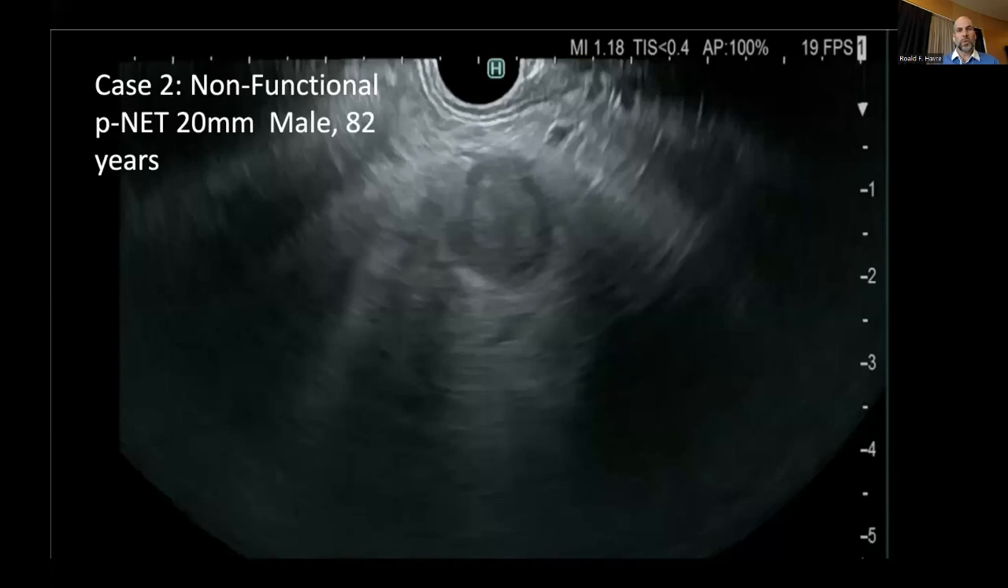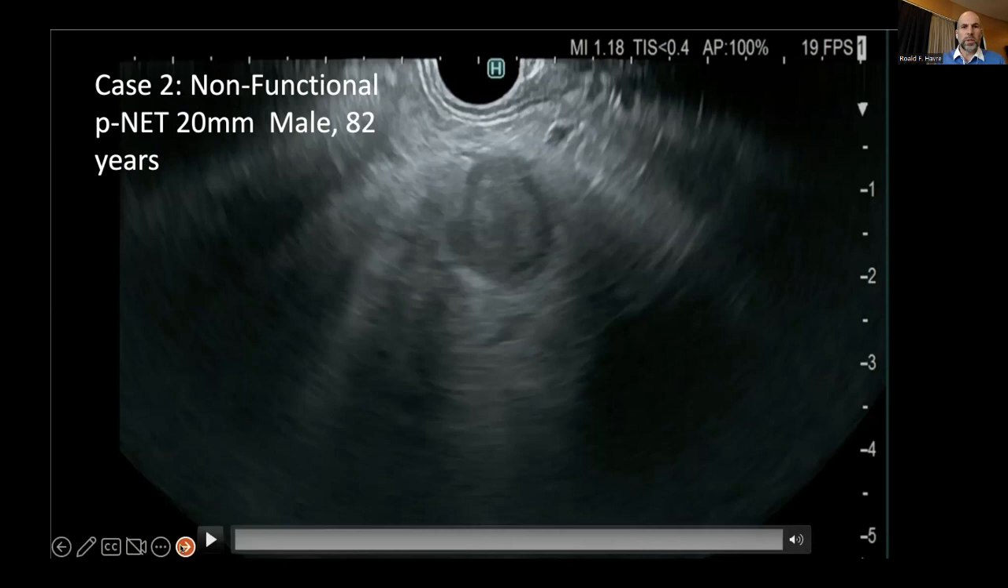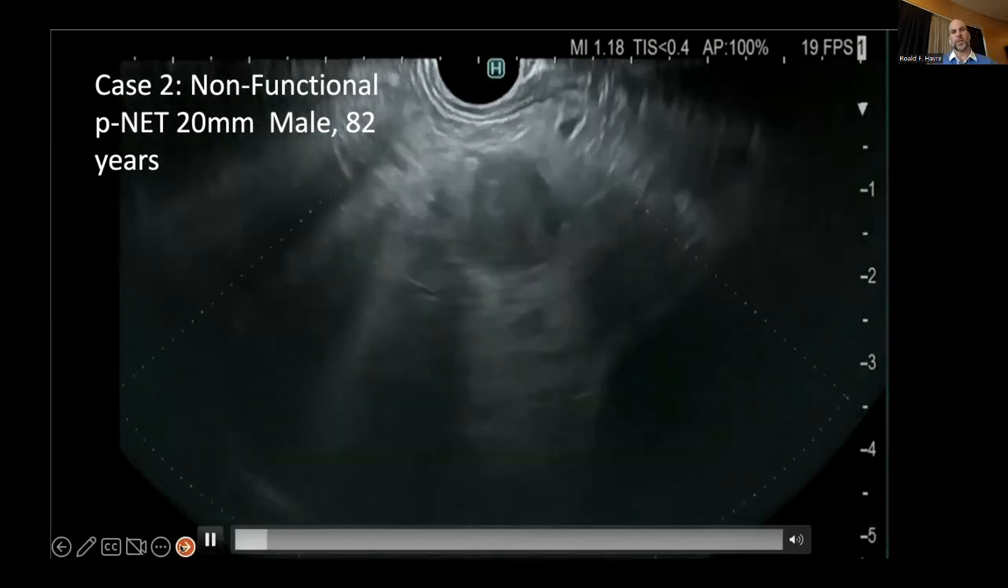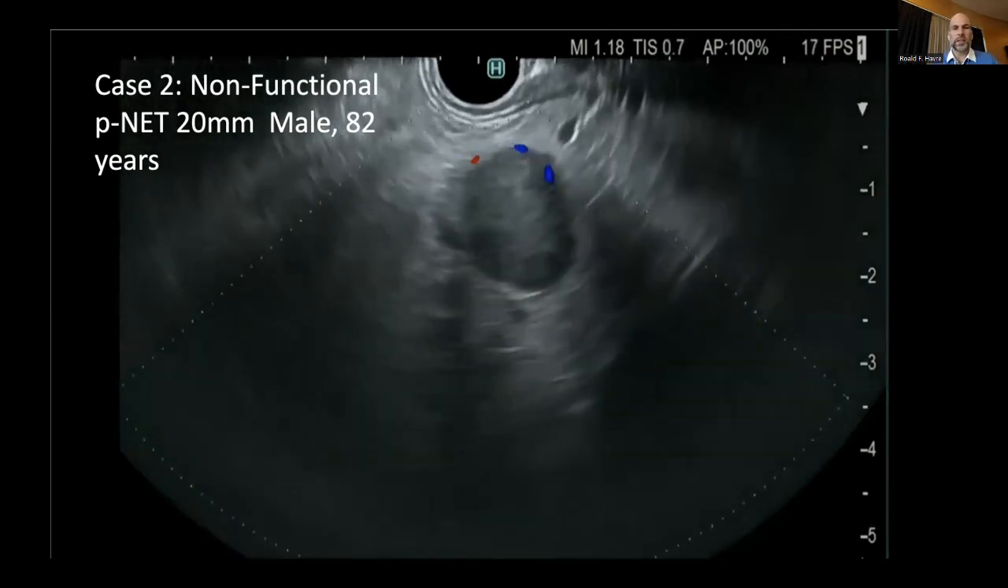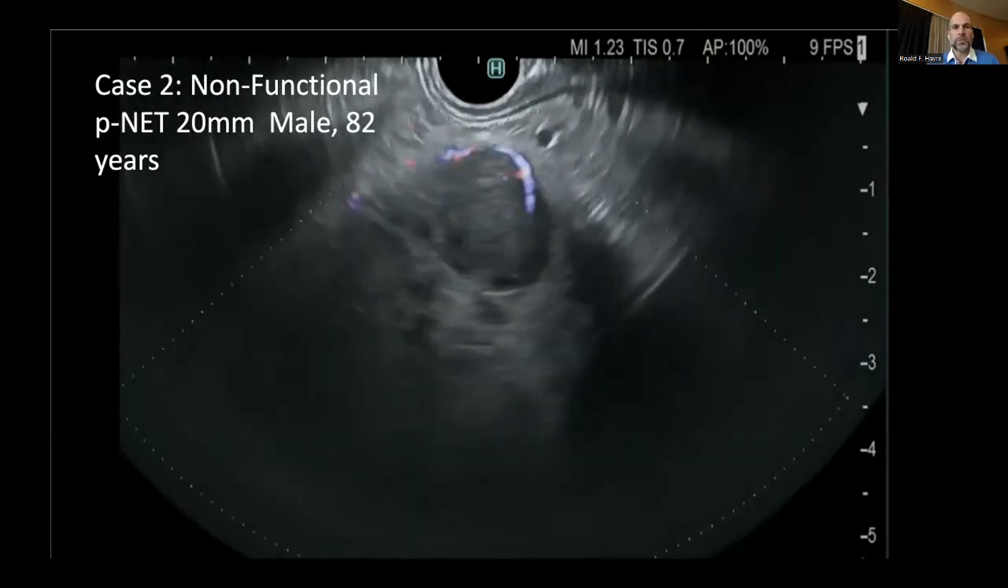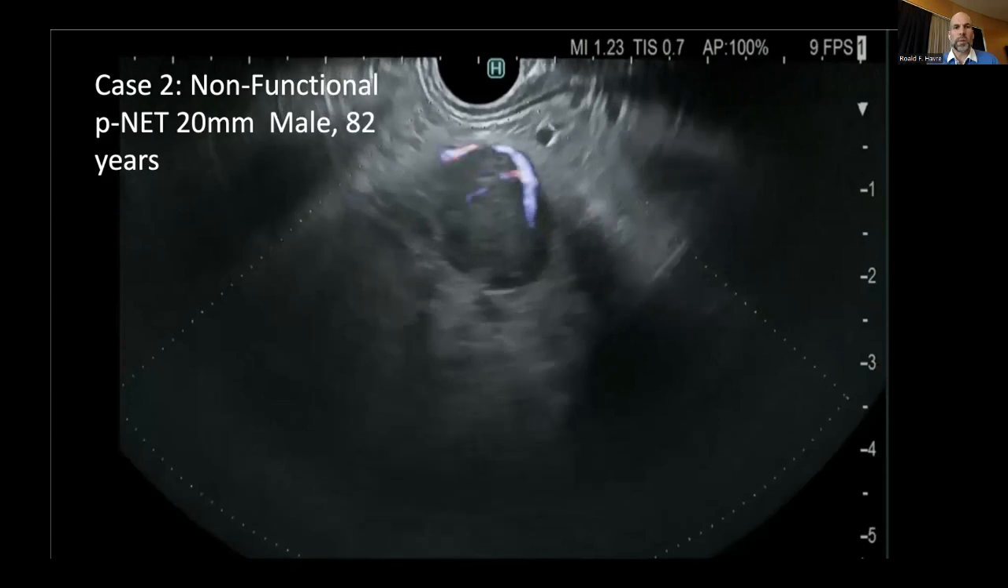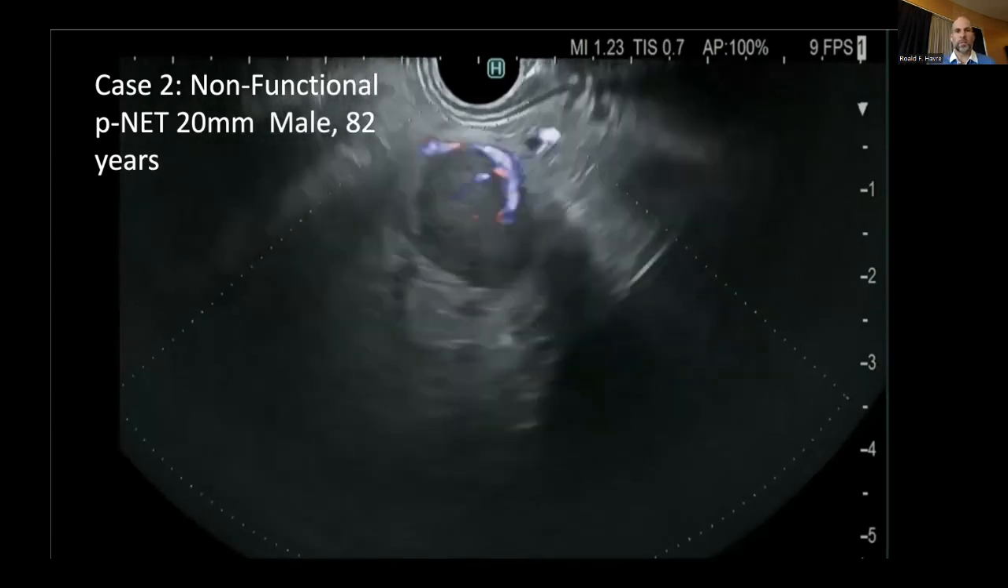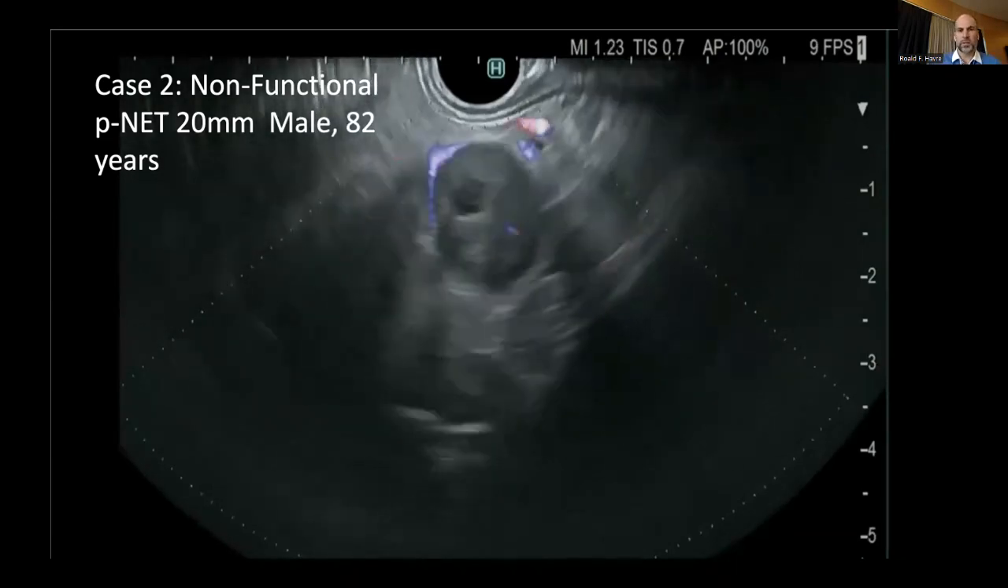Okay, so I'll move to another solid tumor in the pancreas. This is a non-functional PNET, pancreatic neuroendocrine tumor, of about 20 millimeters in an 82-year-old male. We go first to the B mode and we start the color Doppler. And we see a feature of vessels surrounding this tumor in a way that we call a basket sign. We have a basket of vessels surrounding the tumor.